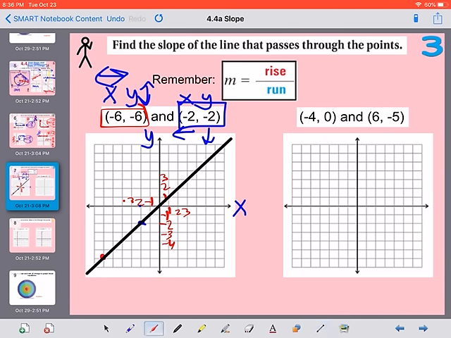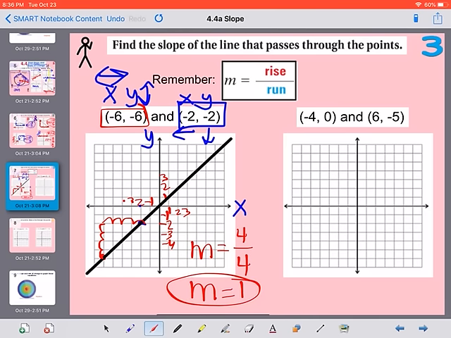And then we're going to count our slope. Rise over run. So we're rising 1, 2, 3, 4. And we're going to run 1, 2, 3, 4. We can simplify 4 divided by 4 is really just 1, or as a fraction, 1 over 1.